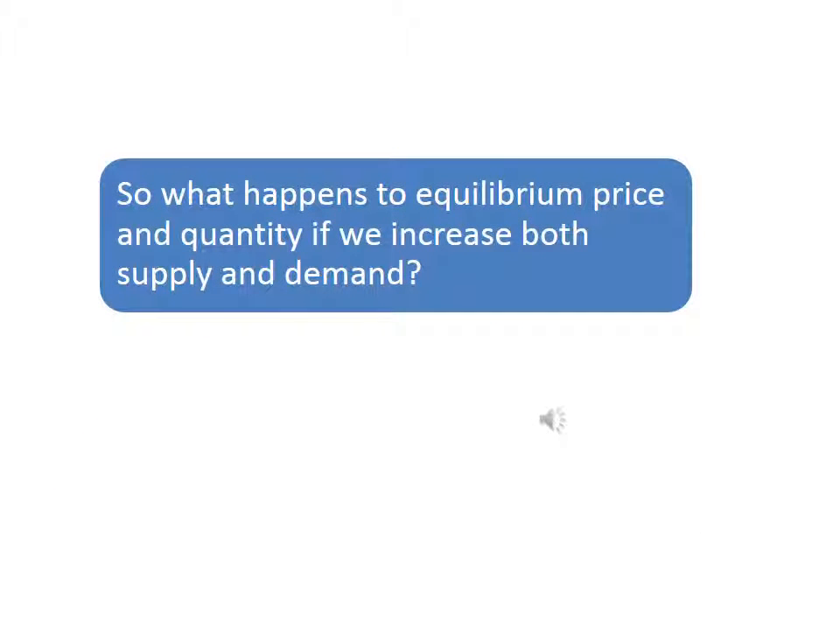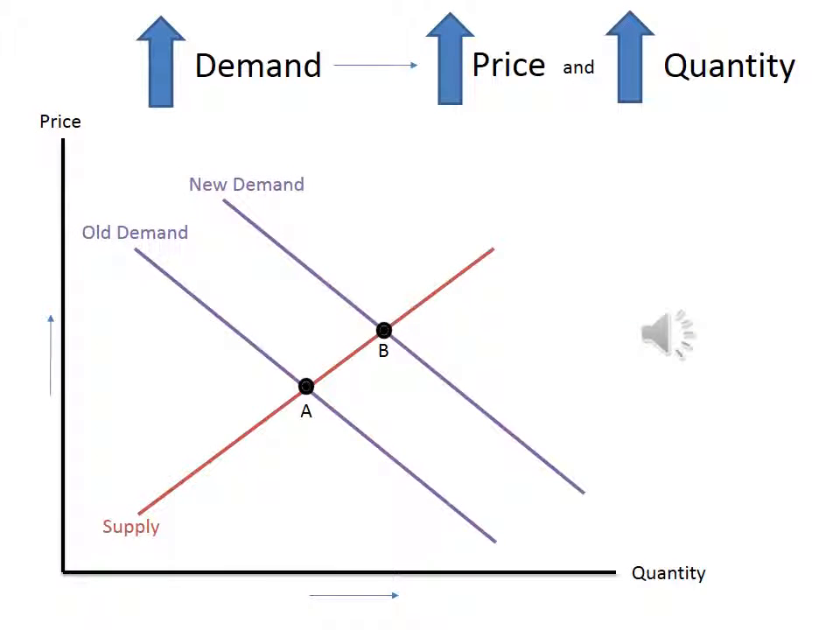So what happens to equilibrium price and quantity if we increase both supply and demand? Well, now we have two forces operating on two things. So from what we've learned, if both forces on a thing are moving in the same direction, that thing will move in that direction. But if the forces are operating in opposite directions, we can't be sure. Our first step in determining what happens if we increase both demand and supply is to see how each force pushes price and quantity.